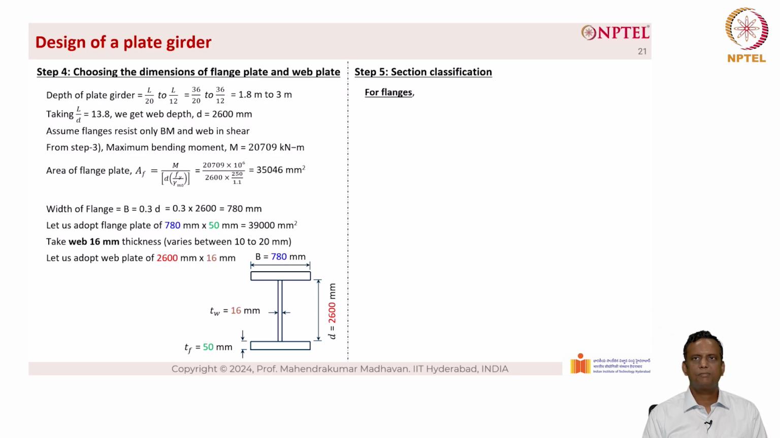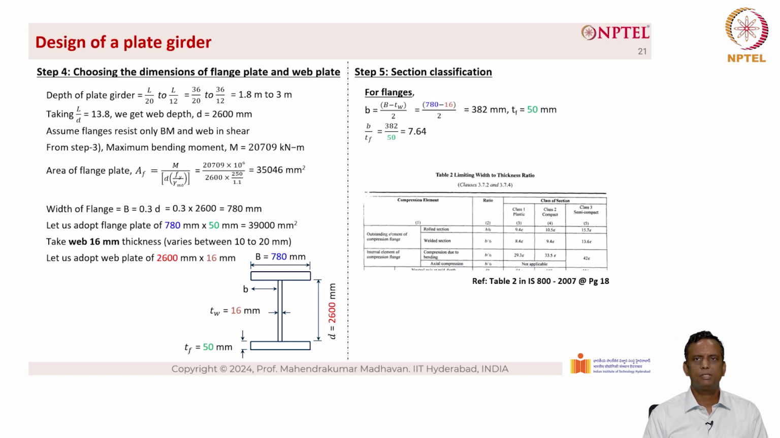There is section classification. For flanges, b_f is given as B minus t_w by 2. So (780 − 16)/2 is equal to 382 mm. So t_f equal to 50 mm. So b_f by t_f equal to 382 by 50, that is equal to 7.64.